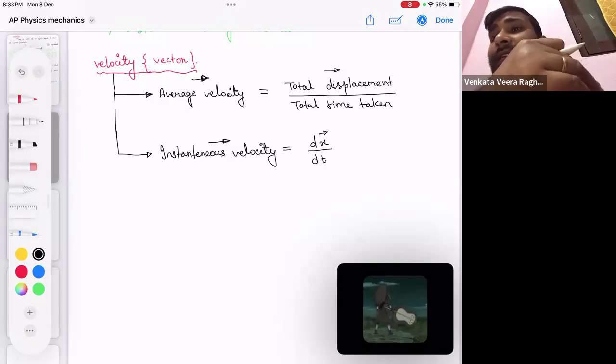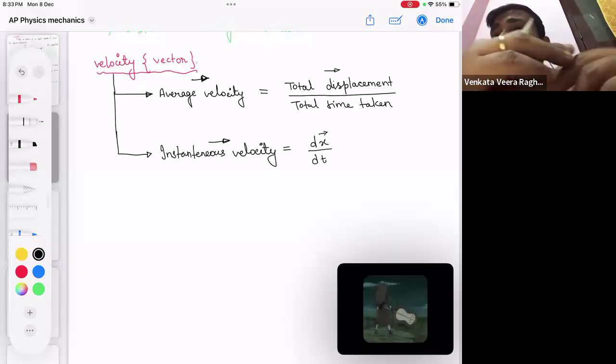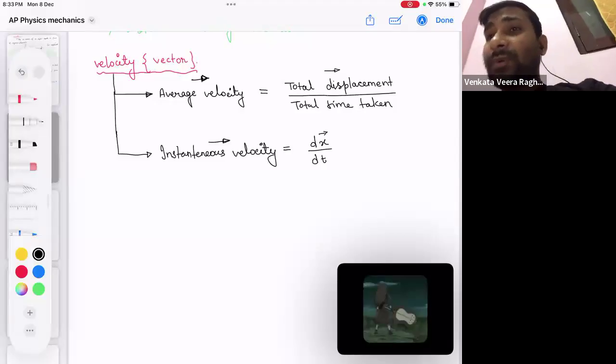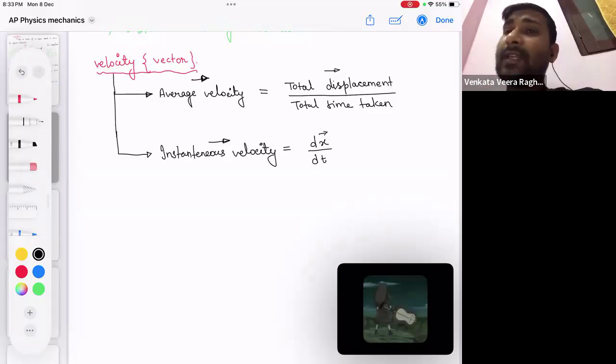So when we do dx by dt, it is called the rate of change of position, or it is also called the rate of change of displacement, okay? So that gives us what? The instantaneous velocity. Is that clear?